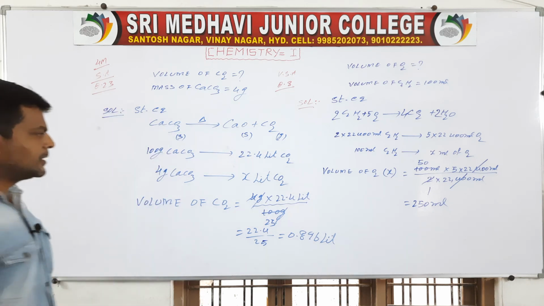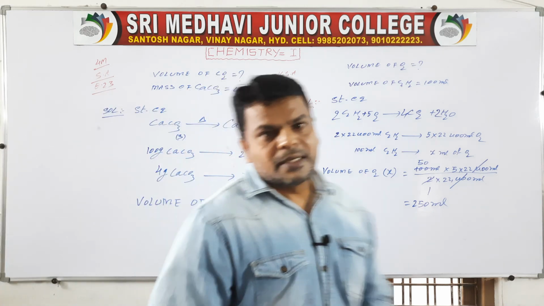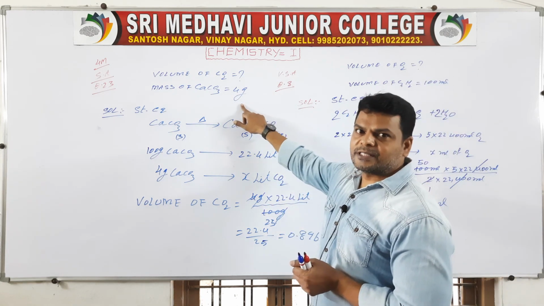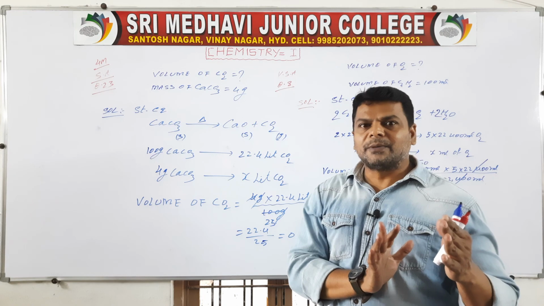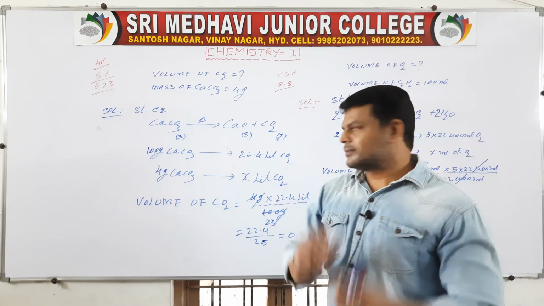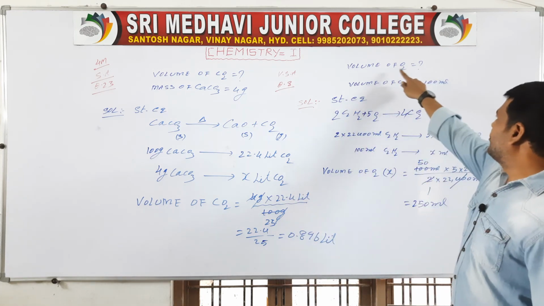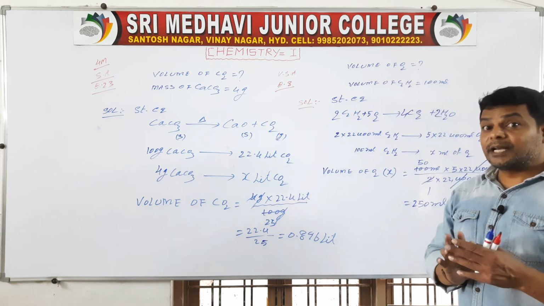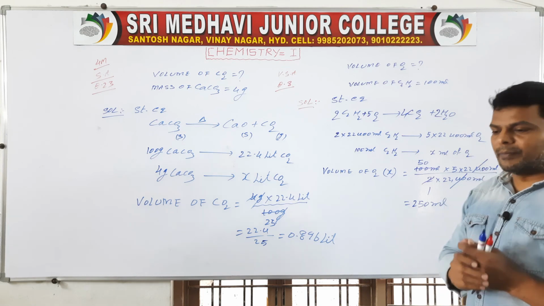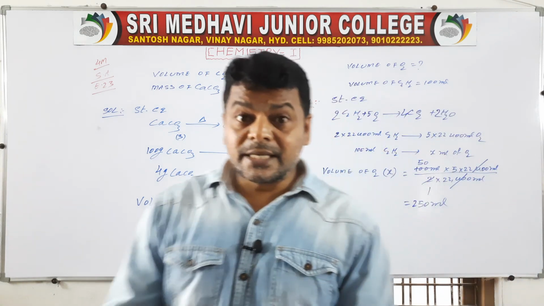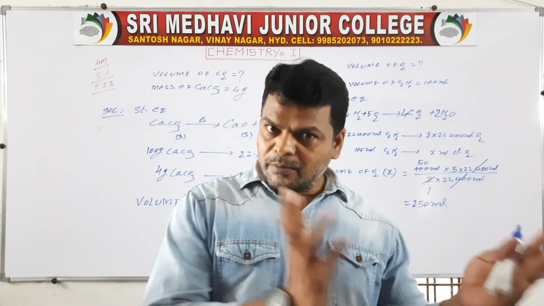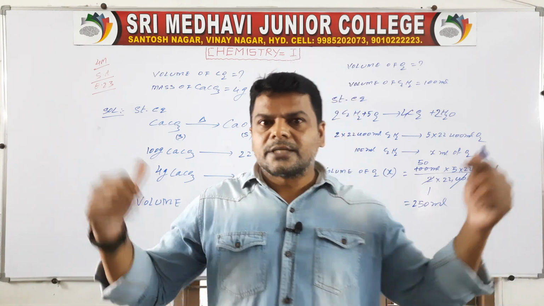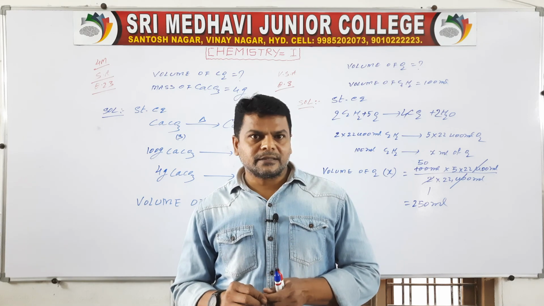See students, volume is asked and grams is given, so this stoichiometric problem is related to mass and volume. Here volume is given and volume is asked, so this stoichiometric problem is a volume related problem. Then mass is given and molecules are asked, meaning mass and molecules related problems. So these are stoichiometric calculations.